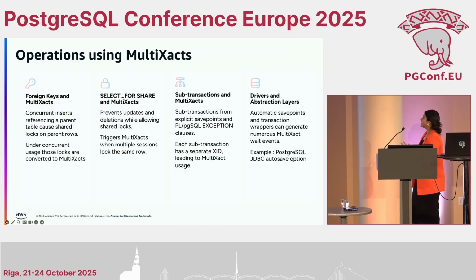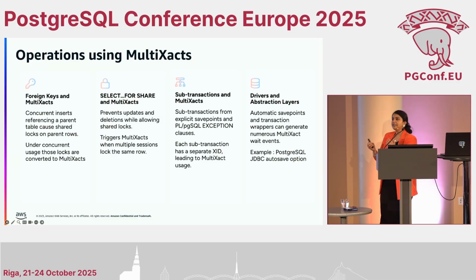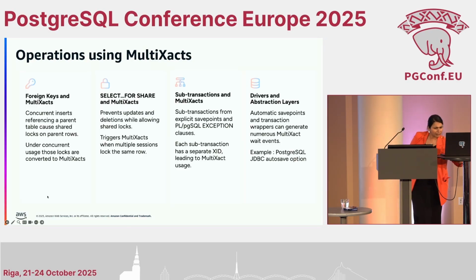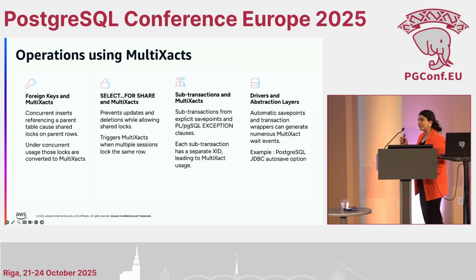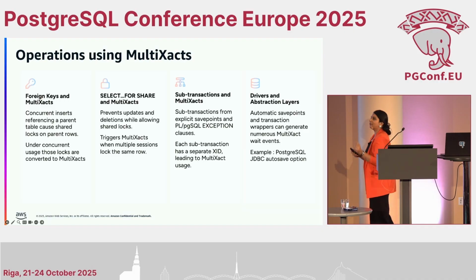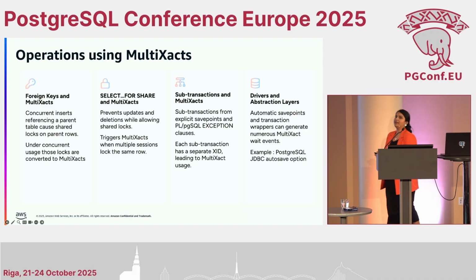And the fourth one is some drivers or abstraction layers, like for example, the JDBC autosave option. The name of the option is always. If the autosave is set to always for the JDBC driver, it sets a save point before each query and rolls back to that save point in case of failure. So those save points would actually internally create multi-exacts as well.